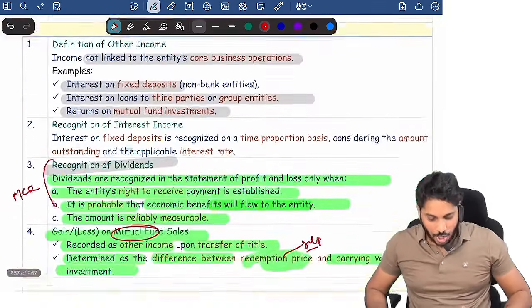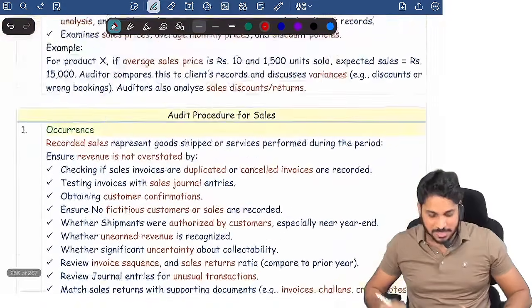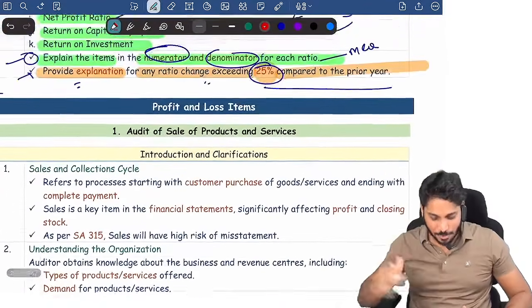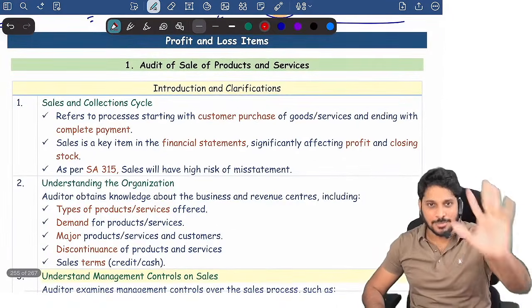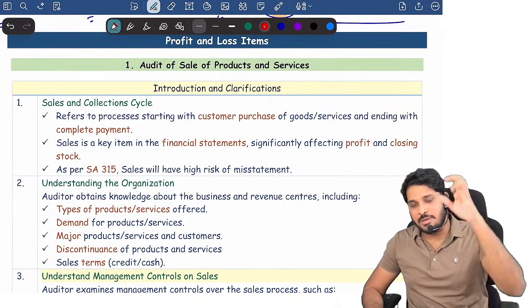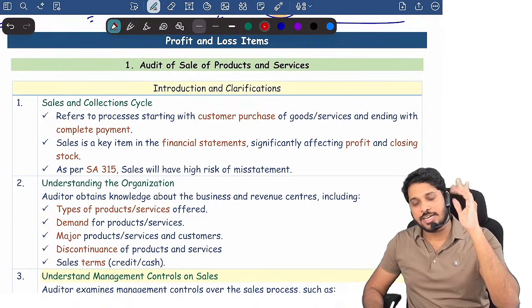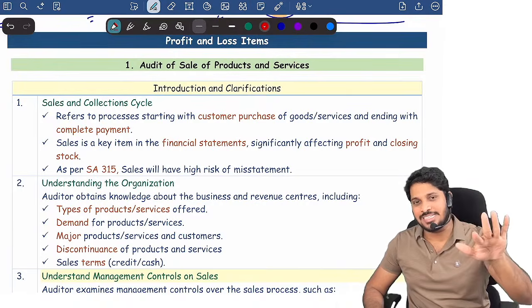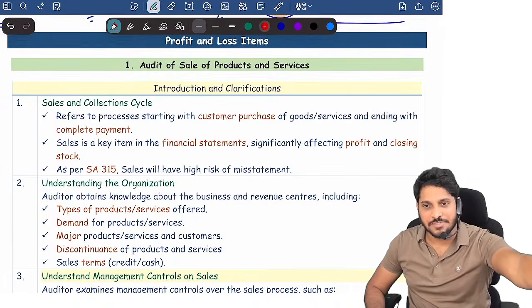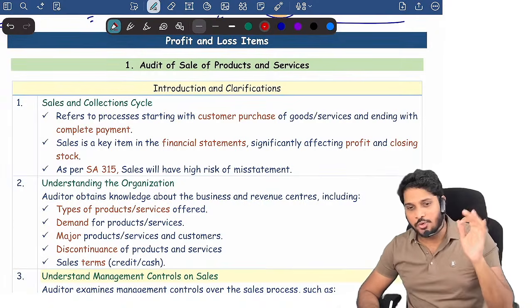Next, audit of sales. Once we complete this, P&L items are over. Then the leftover portion will be balance sheet items. In balance sheet items, inventory, trade payable, trade receivable, and then cash and cash equivalents, PPE, intangibles. Once these are discussed, this particular revision session will be over. I hope you thoroughly enjoyed.